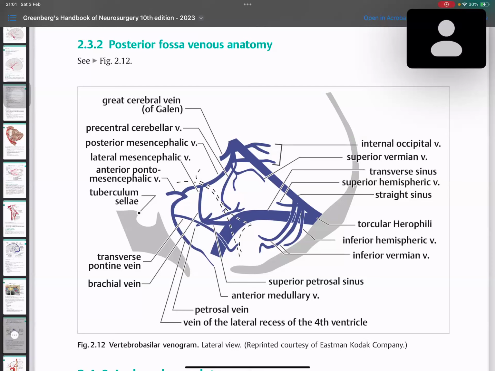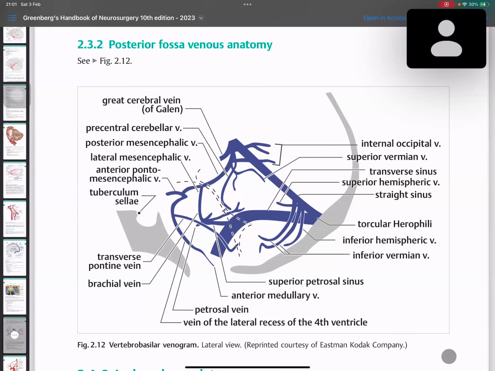Hence, during a surgery for a pineal or pituitary lesion, it's important to preserve this Galen vein, because if we have an ischemia or a thrombosis of this vein, we can have a posterior fossa infarct, and that would be really huge damage for the patient.